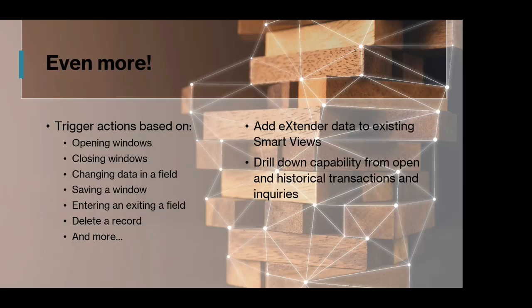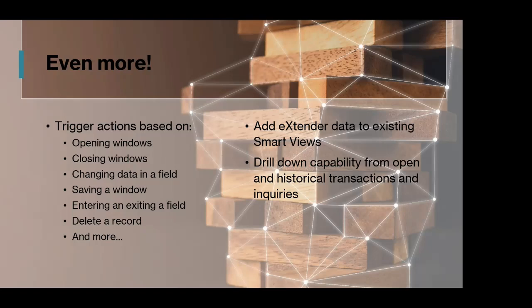And of course, there's even more advanced things that we can do. We can trigger some of these customizations to happen when you open a window, when you close a window, when you're tabbing out of a field or using your mouse to move out of a field. We can do things like validate that data. Maybe there's a field inside Great Plains that you want to lock down to a certain set of values, but Great Plains doesn't provide that out of the box.